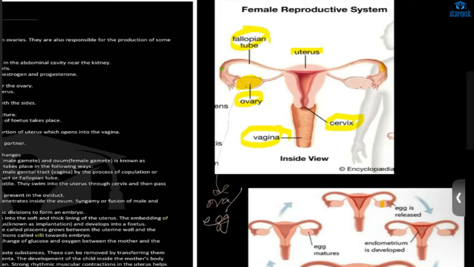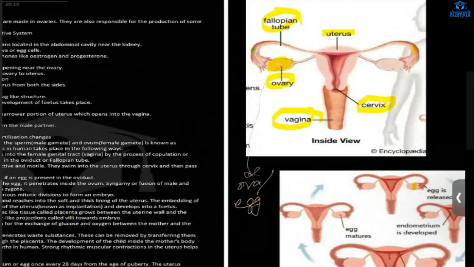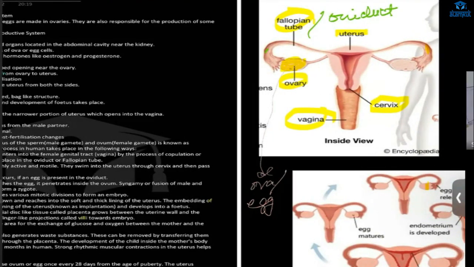Female gametes are produced inside the ovary, and this is the fallopian tube, or oviduct. We have two ovaries and two fallopian tubes. And this is the uterus, where the zygote will implant.